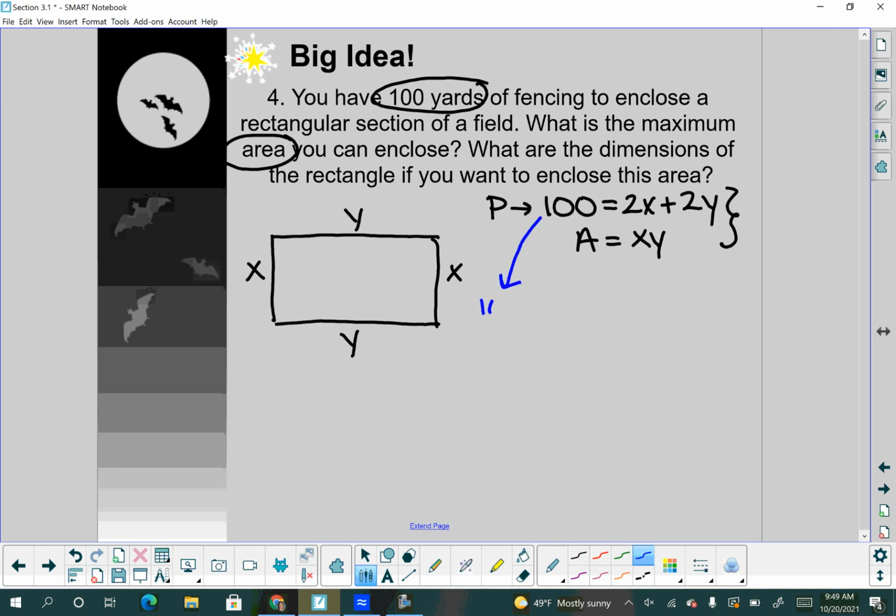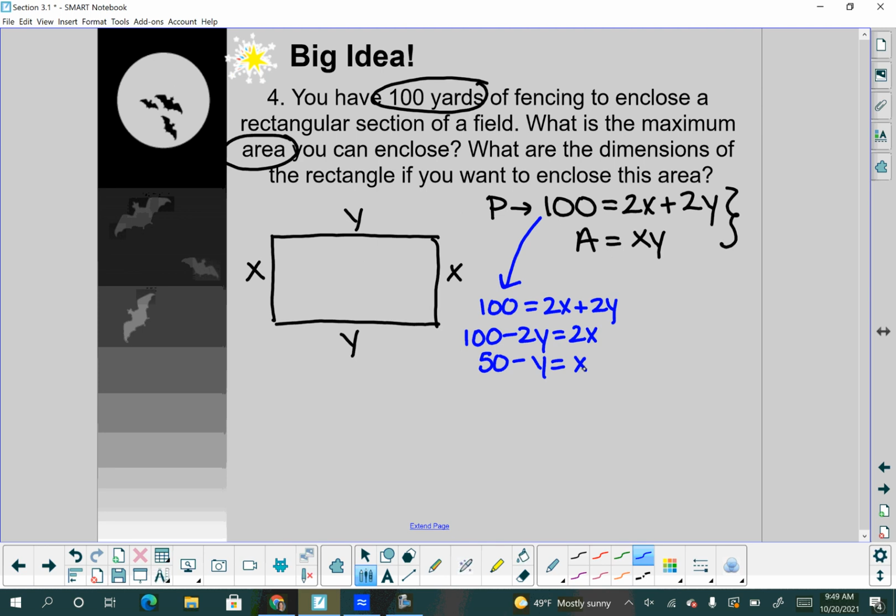So in my perimeter equation, let's say I want to solve for x. We're going to use the substitution method. How do I solve for x? Okay, get x alone by doing what? Subtract 2y. And then divide everything by 2, which will divide in nicely. So it'll be 50 minus y equals x.